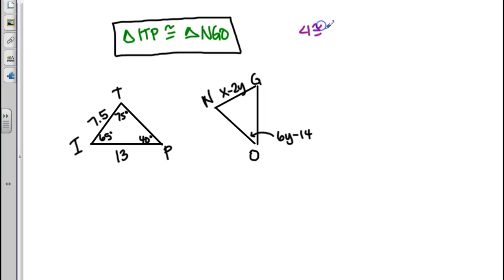Angle I is congruent to angle N. So I, N. Remember, if I could pick this up and put it right on top of that one, that's what would match. Angle T is congruent to angle G. Angle P is congruent to angle O.